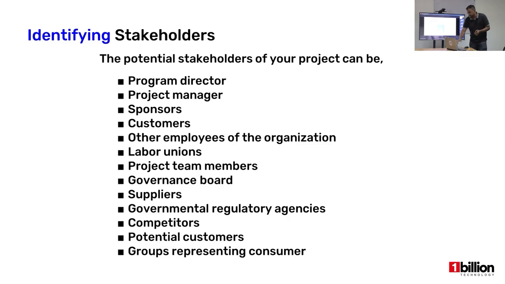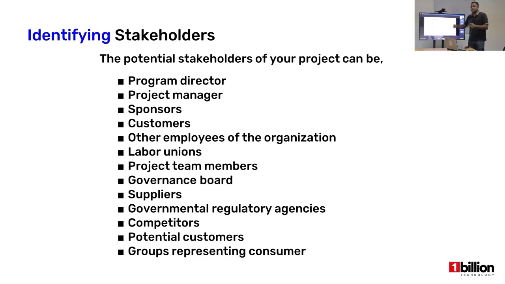All right, moving on. Next, I've listed down a few types of potential stakeholders that you might come across in your project. So I've listed down people like program director, project manager, sponsors, customers, other employees of the organization. Yes, other employees can affect your project. All right, and then the labor unions, the project team members, governance board. Governance board is maybe the equivalent of the GDC when it comes to our organization. And then next we have the suppliers, the governmental regulatory agencies, competitors, potential customers, and groups representing the consumer.